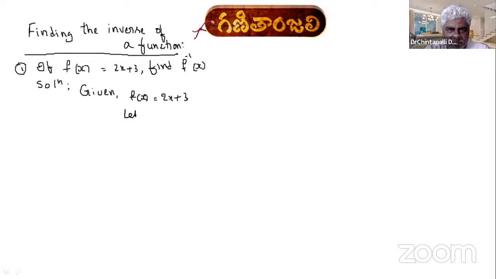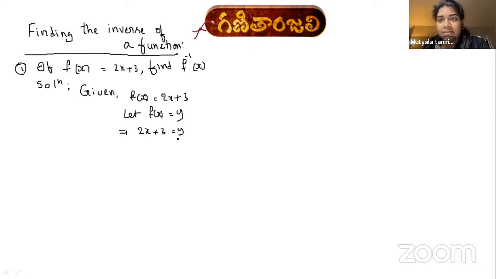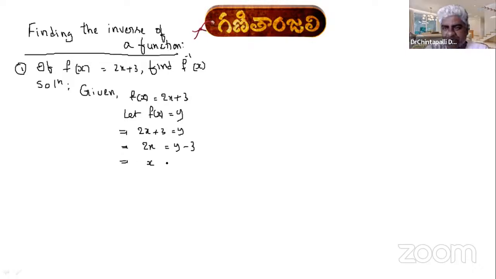Let f of x be equal to y. That means f of x means 2x plus 3, so 2x plus 3 equals y. That means 2x is equal to y minus 3. Dividing both sides by 2, x is equal to y minus 3 whole by 2. See, if f of x is equal to y, that means x is equal to f inverse of y.